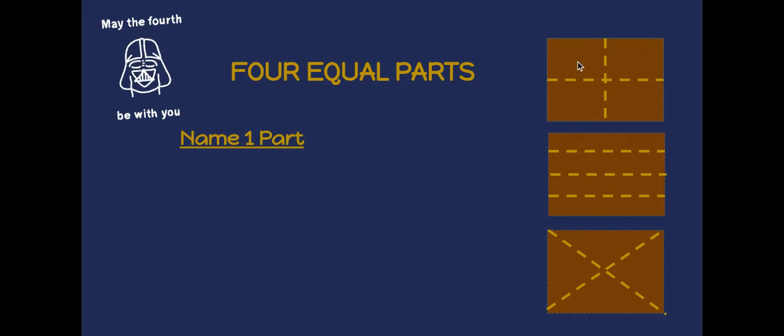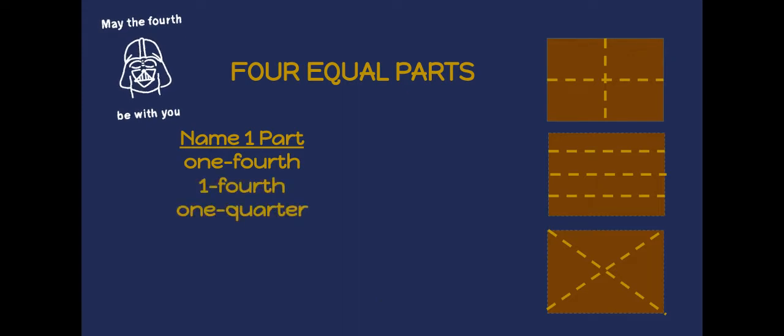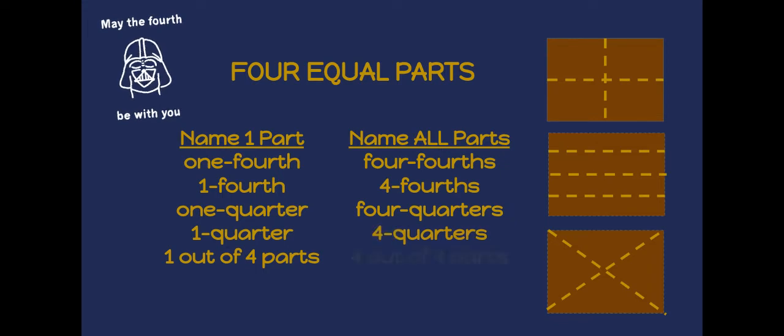If we're naming one of those 4 parts, we could call that 1/4. 1 out of 4 parts. If we're going to name all the parts it's divided into, we can call those 4/4, or 4 out of 4 parts, and we can also, again, call it a whole.